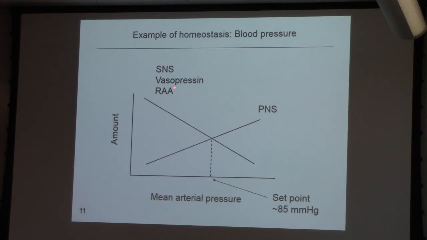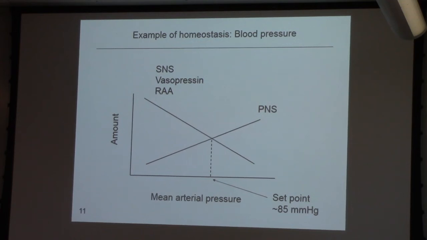Sympathetic nervous system, the renin-angiotensin-aldosterone system, which is what Michael was getting at, and vasopressin all go up here, but we've talked about other things, right? Heart rate, that comes from the sympathetic nervous system. Stroke volume also comes from the sympathetic nervous system. Systemic vascular resistance happens because of vasoconstriction due to the sympathetic nervous system. And here's the parasympathetic nervous system.